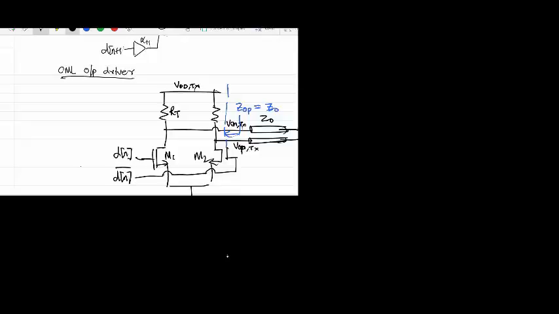So you see, M1 carries all the current, which flows through both RT on the transmitter side and RT on the receiver side. So it will be I naught into RT by 2. And in the other branch, no current flows. So the amplitude which you are getting is I naught into RT by 2.